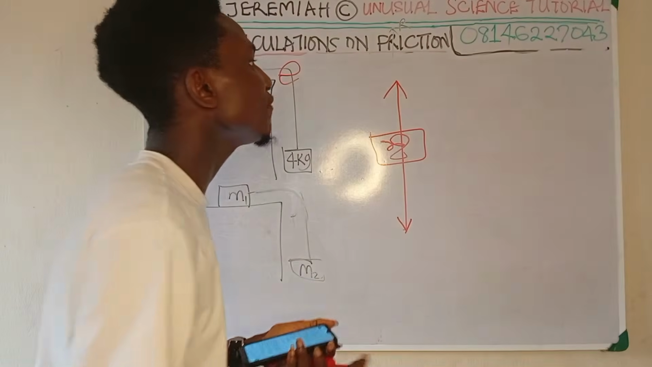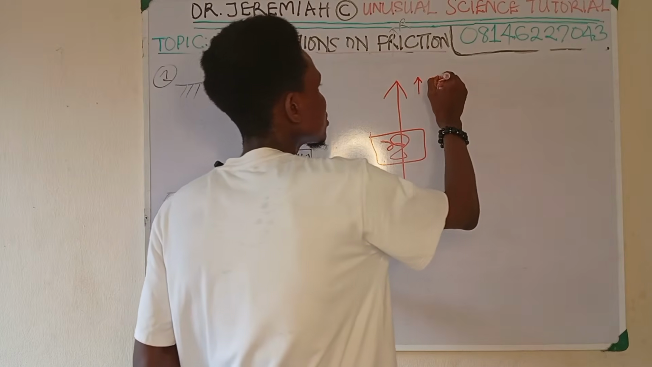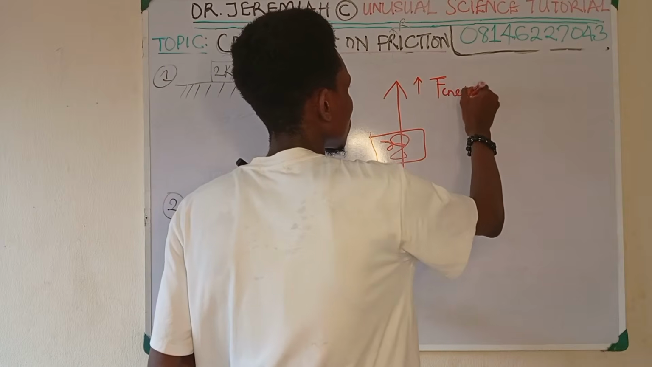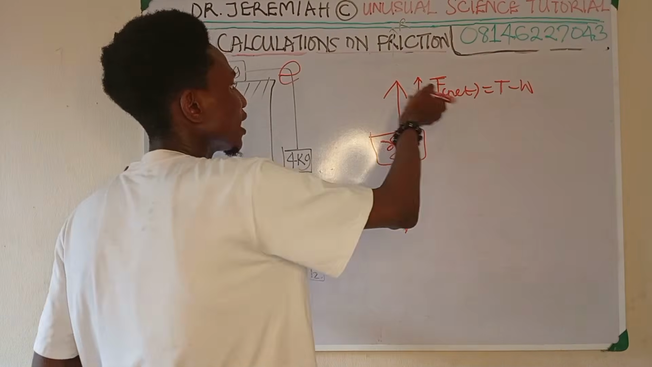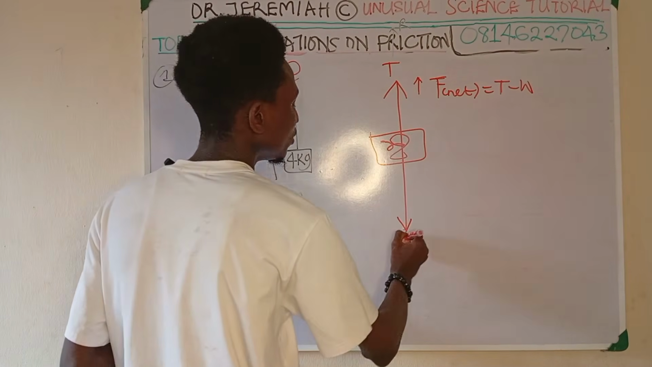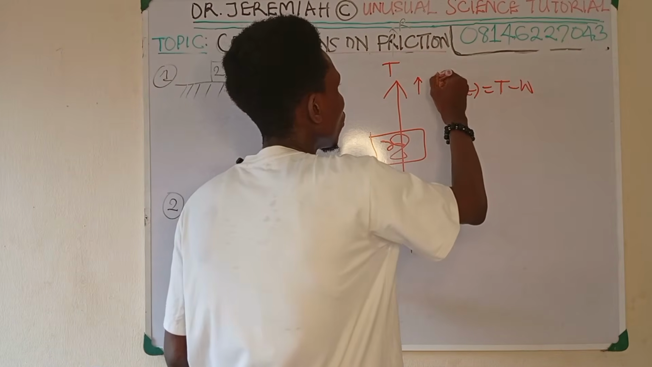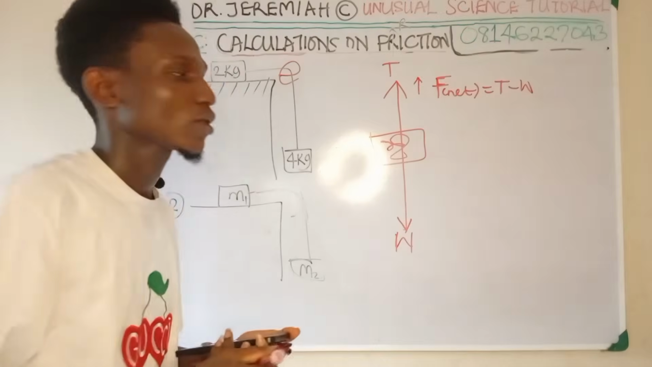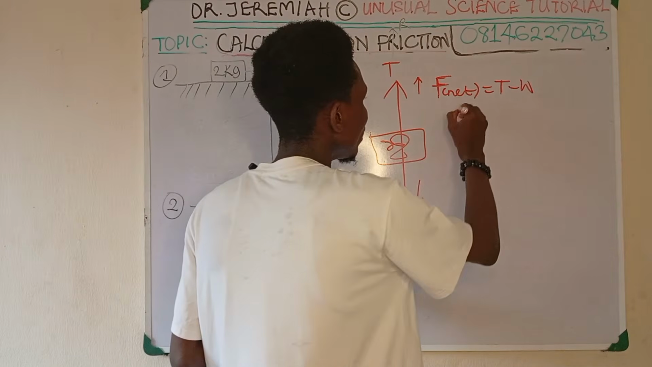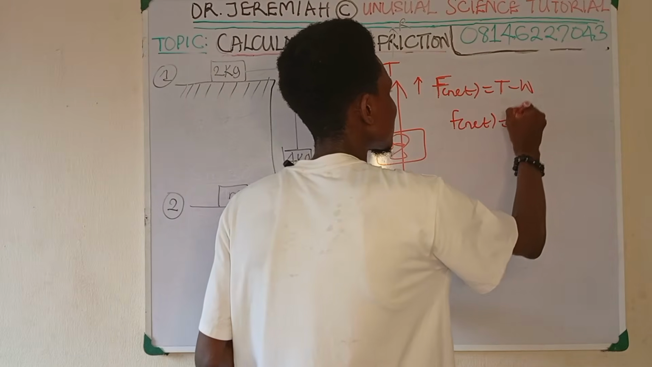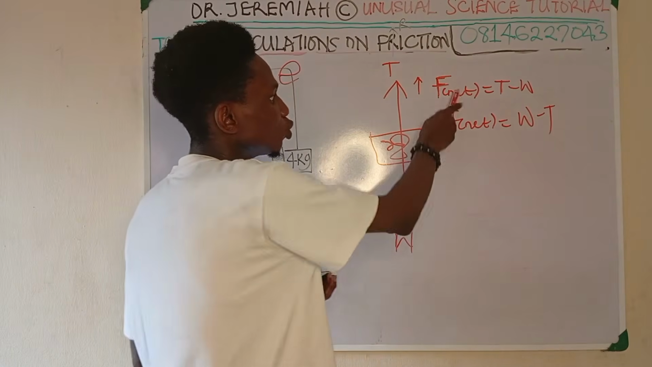For this kind of question, if the body is going upwards, you use net force equal to tension minus weight. This thing you can call tension or reaction. Preferably you like calling it tension, but you can call it reaction. It's not different. So tension minus weight. But if the body is going downwards, it gives you F net equal to weight minus tension. Please take note of the two instances.